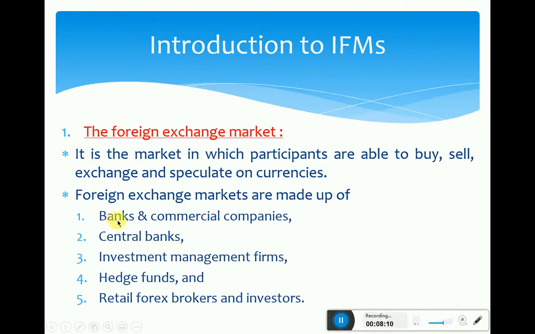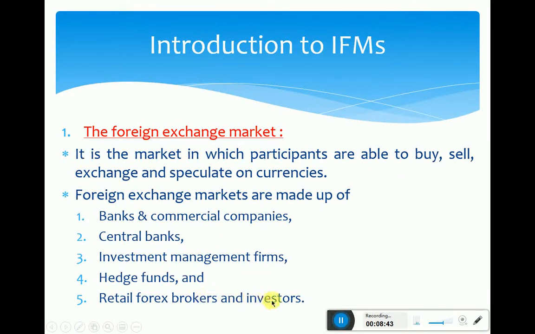Number 1 are banks and commercial companies. By banks we mean commercial banks, private banks, right? And commercial companies could be any company. Central banks are held by the government, so different governmental central banks also participate. Investment management firms are specialized firms whose job is to do investment management. We have hedge fund companies, we have retail forex brokers and investors.